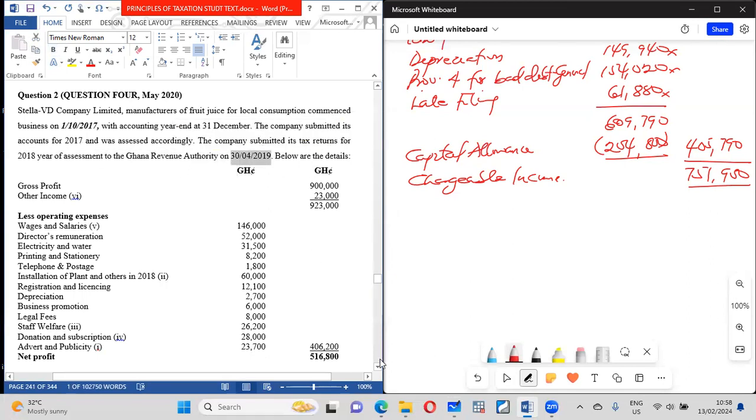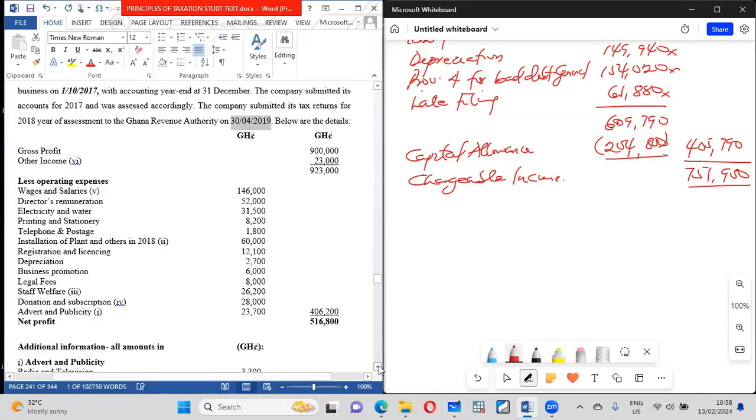So below are the tax details. We have gross profit, and there is other income. Probably they will tell us something on that. We have expenses, wages and salaries too, and directors' remuneration. We will talk about all these things one by one. Printing, telephone, installation of plants, which has a note on it. Registration and licensing, depreciation, business promotion, legal fees, staff welfare. We will look at that. Donation and subscription, and publicity.